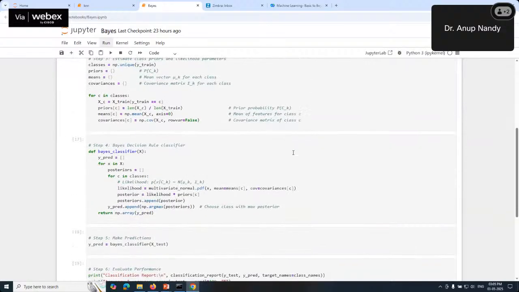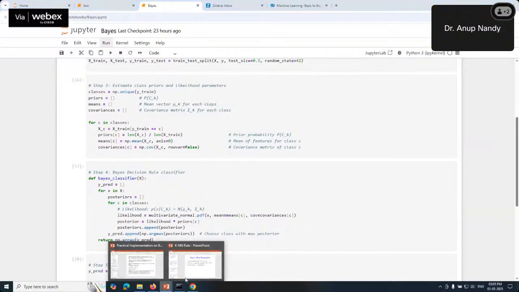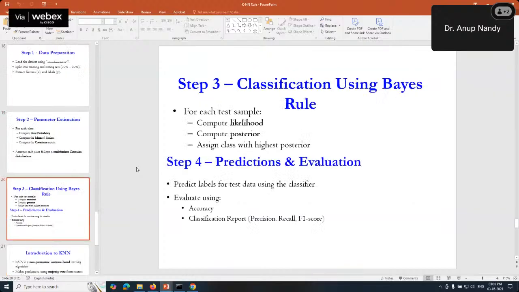And next we have to estimate the class prior and the likelihood. As you can see here, for each class we need to compute this prior probability, compute the mean of features, and compute this covariance matrix. And we are going to assume that each class will follow this multivariate Gaussian distribution.